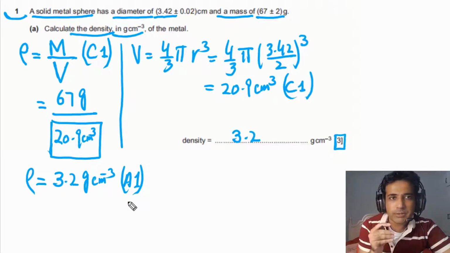From this question, you need to understand that you need to write down all the steps all the time. You can see if you only write down the formula, you will get 1 mark. So always write down all the steps.